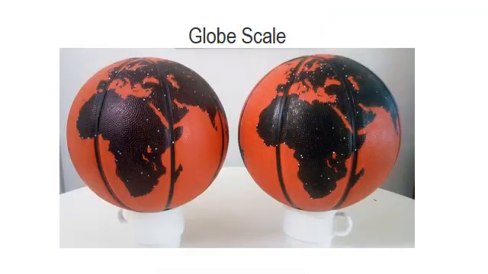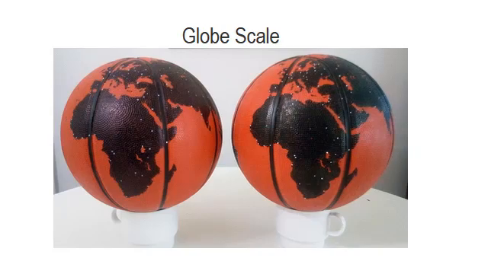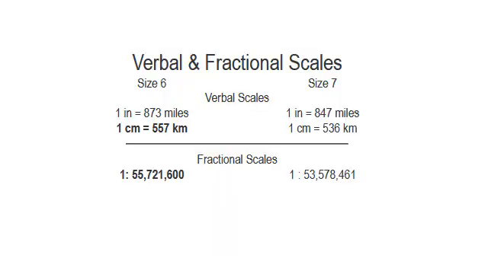The concept of scale is important in making maps and globes. This size 6 globe was made with a Sharpie, and the size 7 was made with black acrylic paint. We say basketballs have different sizes, but we say globes have different scales. When we use units to give the scale, such as 1 inch equals 873 miles on a size 6 ball, that's called a verbal scale.